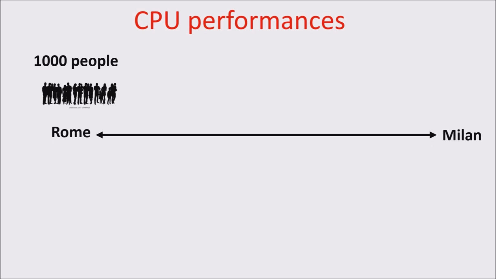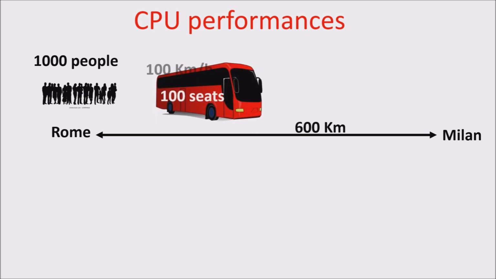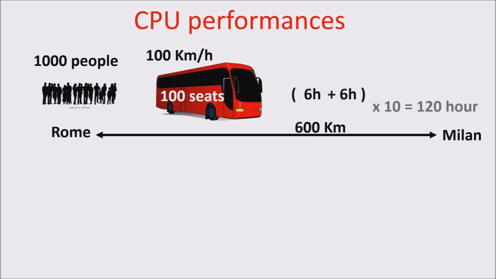When you say that a computer has better performances than another, what do you mean? For example, we can take an analogy with the transportation field. If we have to take 1,000 people from Rome to Milan, which distance is 600 kilometers, and we take a bus with 100 seats going at 100 kilometers per hour, we have to do 10 journeys to take all the people to Milan. The total time we need to take all the people is 6 hours for the one way, plus other 6 hours for the comeback, times 10 trips equal 120 hours.